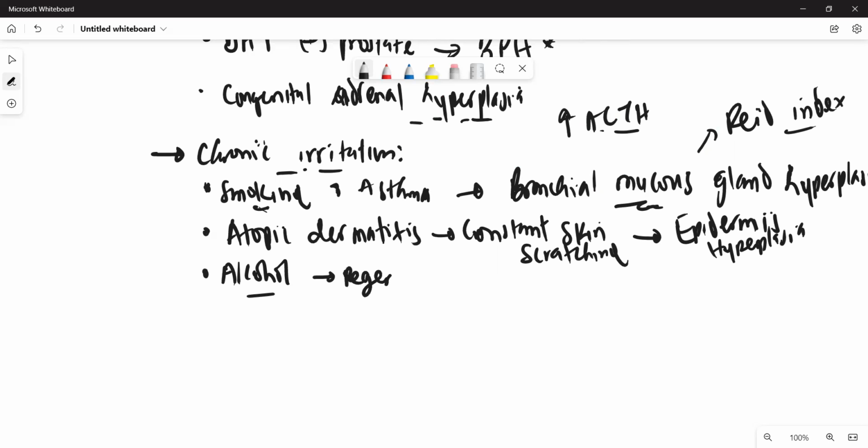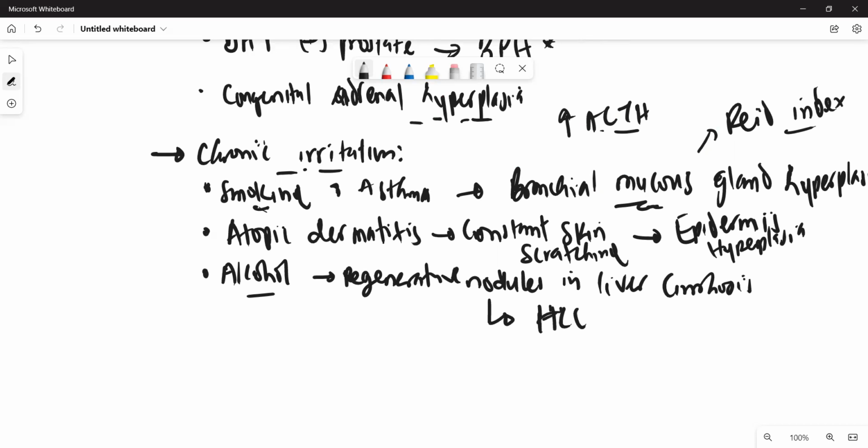and that can lead to production of regenerative nodules, right, in the liver. And then don't forget in liver cirrhosis. And these regenerative nodules, right, they carry the risk for hepatocellular carcinoma. So this patient with liver cirrhosis, we need to monitor them closely for hepatocellular carcinoma because they are at increased risk.